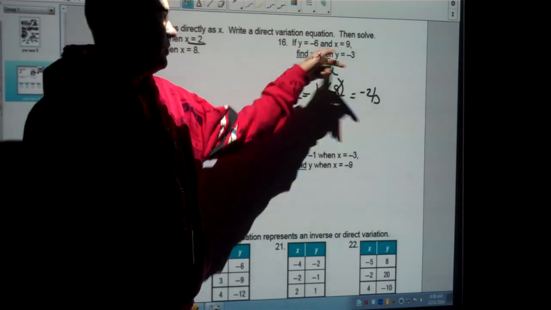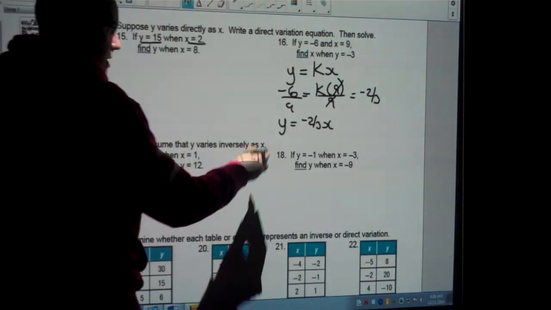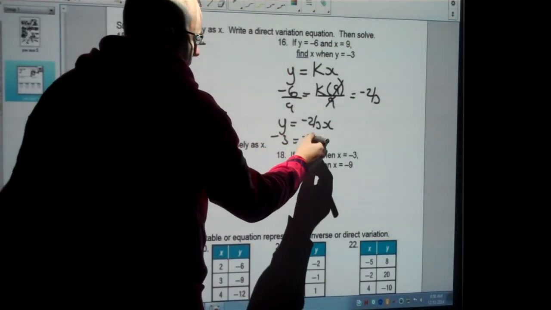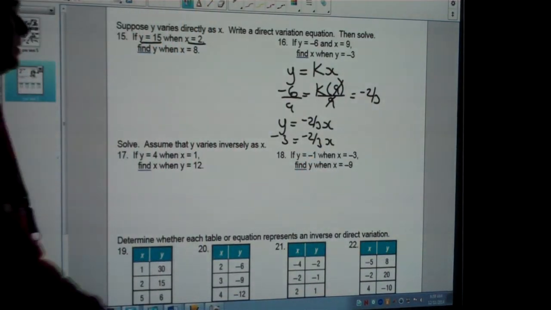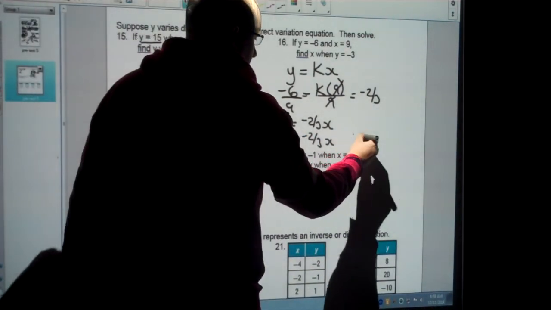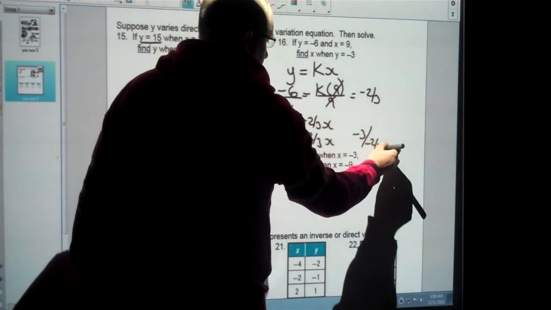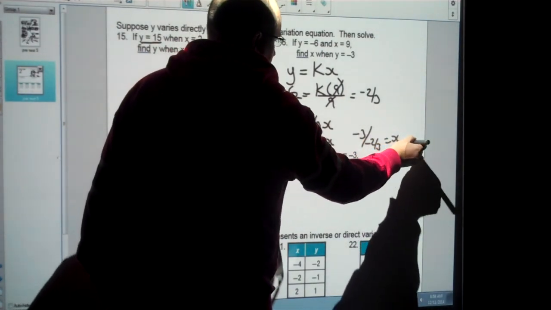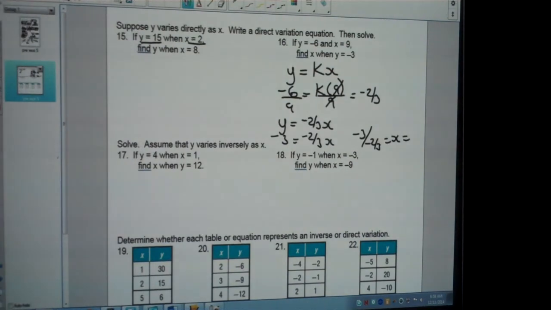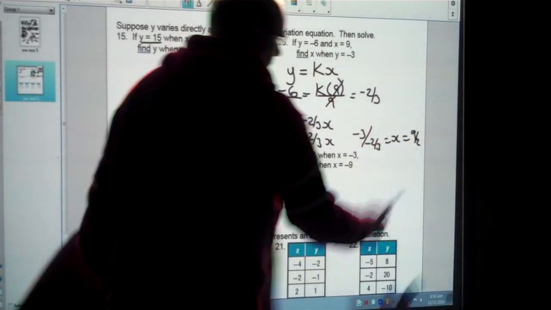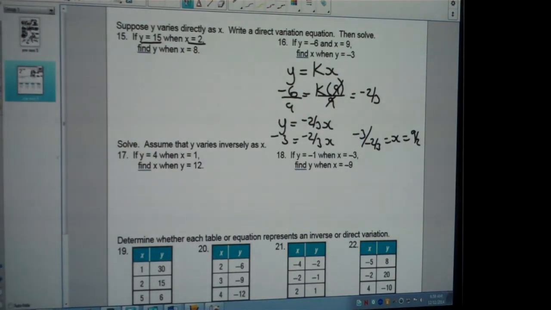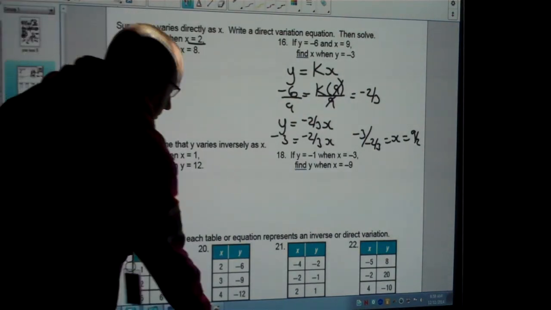Now this time it asks us to find x when y equals negative 3. So if I plug in negative 3 for y, then I can start solving this equation. Instead of timesing by negative 2/3, I can divide by negative 2/3 to find out what x is. And if we use our calculator for this, we should find out that it's 9 over 2 or 4.5. So a couple of different ways you could write that answer.